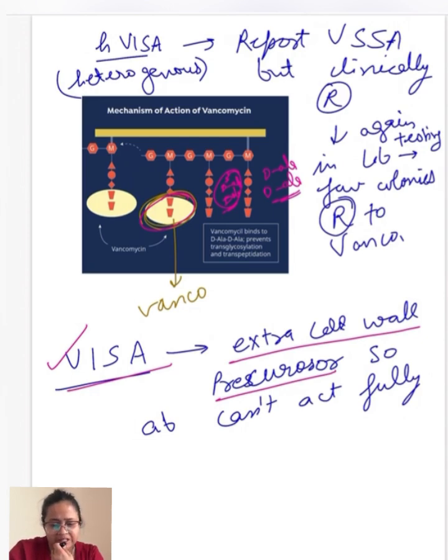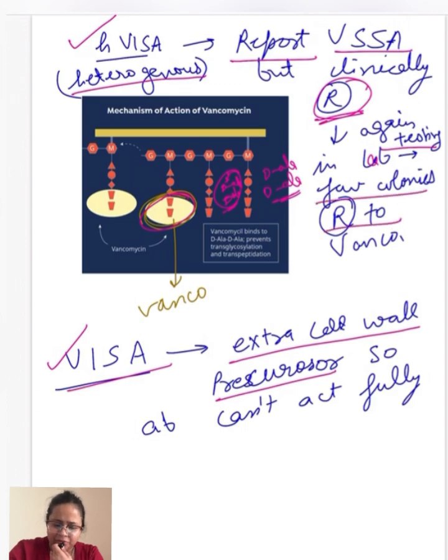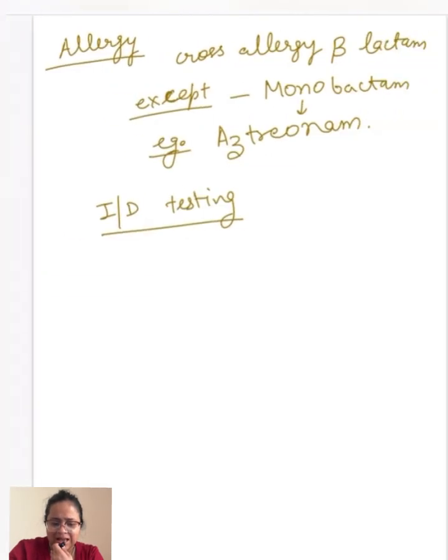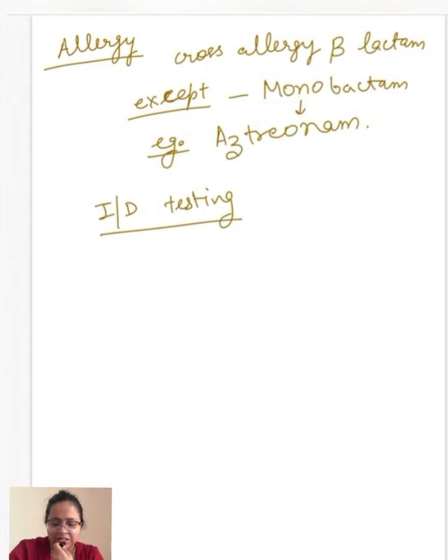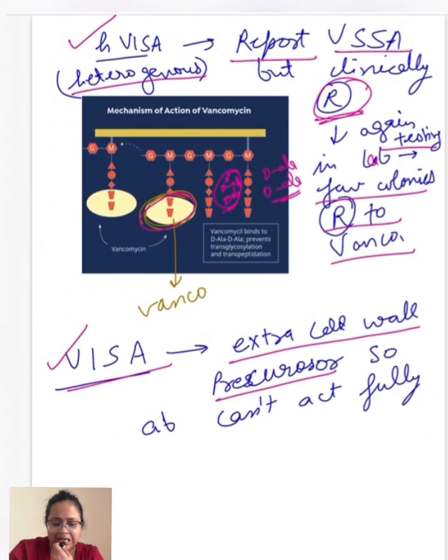In the report we will see that VSSA is there, but clinically when we give vancomycin, the patient is not getting better. So in that case we send to the laboratory that hetero-VISA may be there. So there may be few colonies which are resistant to vancomycin. Then if the lab says okay it is hetero-VISA, then we say it is resistant to vancomycin, then we go to daptomycin or teicoplanin in the group of drugs.